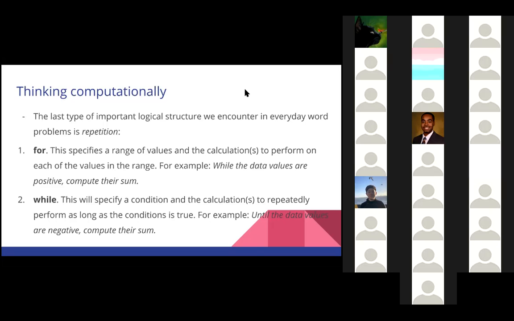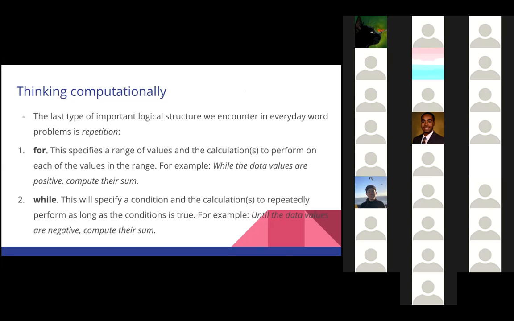Okay, so now the last type of important logical structure we encounter in everyday word problems is repetition. And these all appear as loop structures in the programming languages we're so familiar with. In fact, you might see some of these exact keywords in Python or Ruby. Recursive conceptual models will be addressed later.